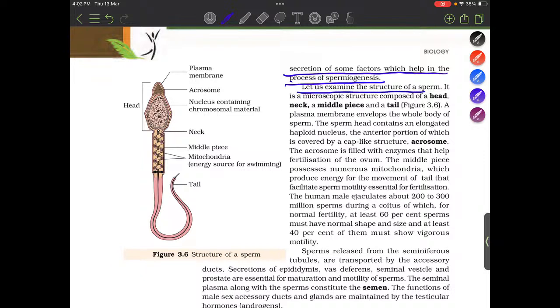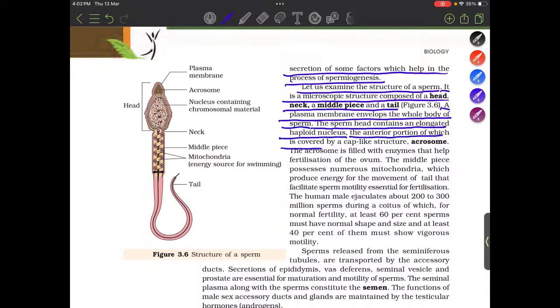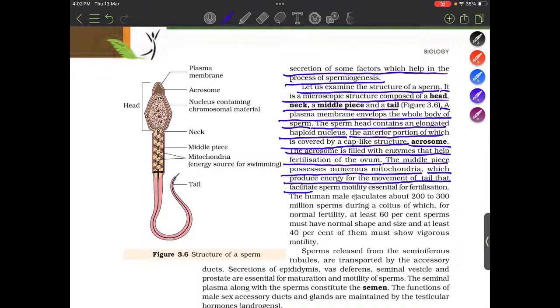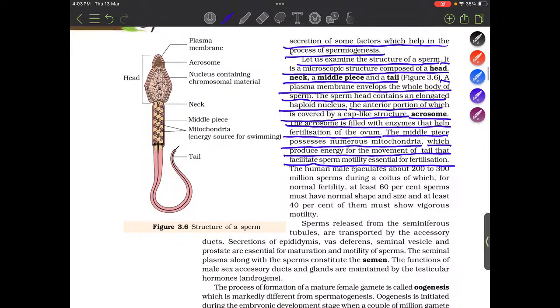Let us examine the structure of sperm. It is a microscopic structure composed of head, neck, middle piece, and tail. A plasma membrane envelops the whole body of the sperm. The sperm head contains an elongated haploid nucleus, the anterior portion of which is covered by a cap-like structure, the acrosome. The acrosome is filled with enzymes that help fertilization of the ovum. The middle piece possesses numerous mitochondria which produce energy for movement of the tail, which facilitates sperm motility essential for fertilization.